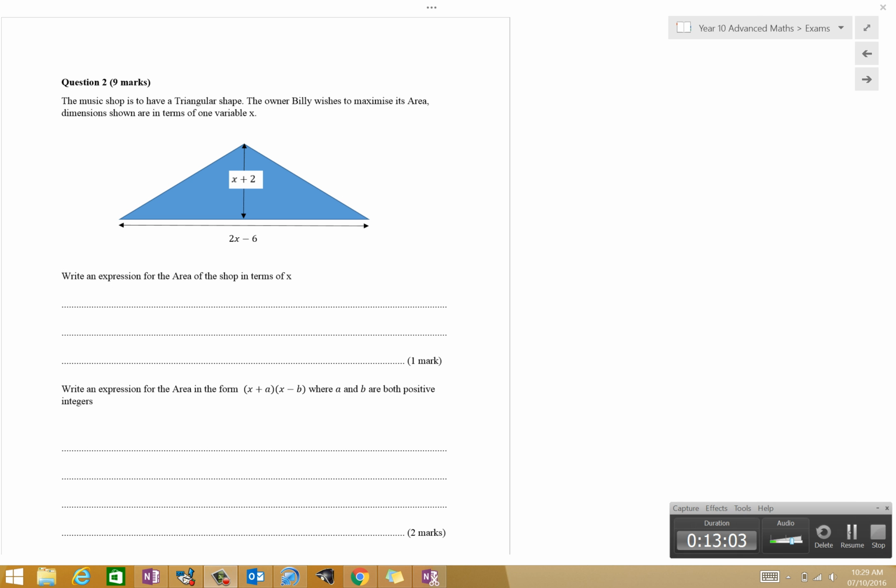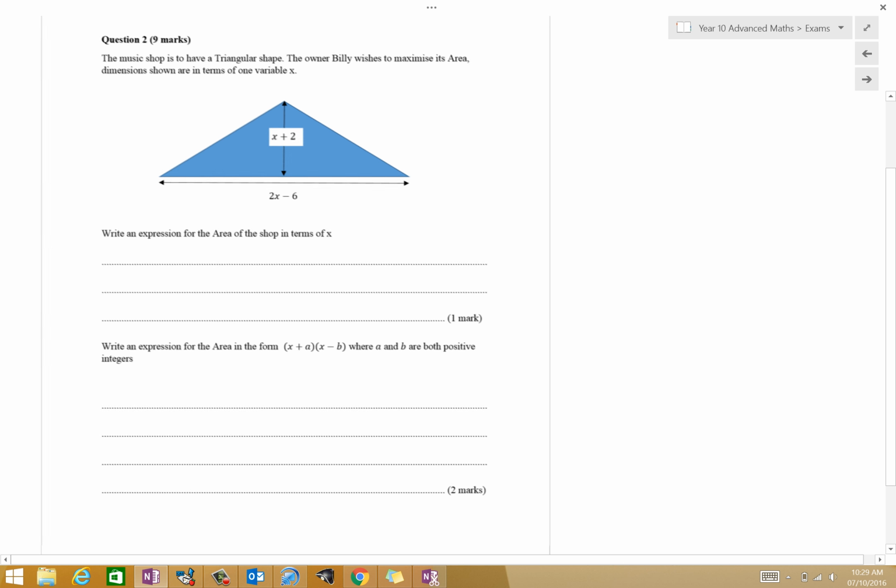All right, so it says here, write an expression for the area of the shop in terms of x. Well, the area, it's a triangle, so it's a half times the base, 2x minus 6, times the height, which is x plus 2. Now, you might realise though that a half of 2x is x and a half of minus 6 is minus 3. So we actually can do more of the legwork here. That's going to simplify to that.